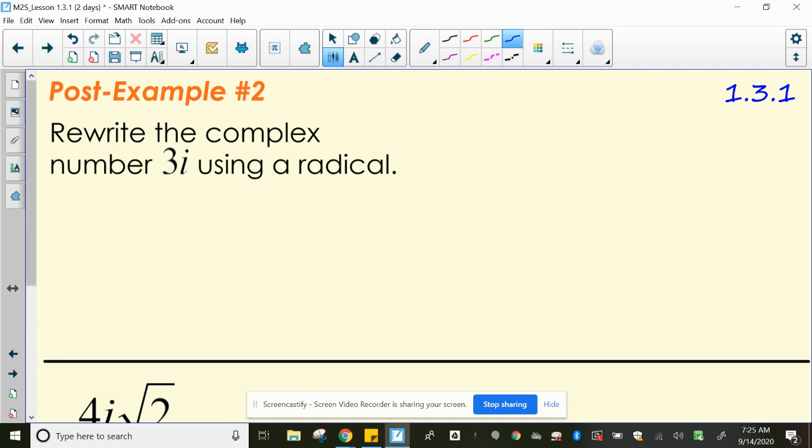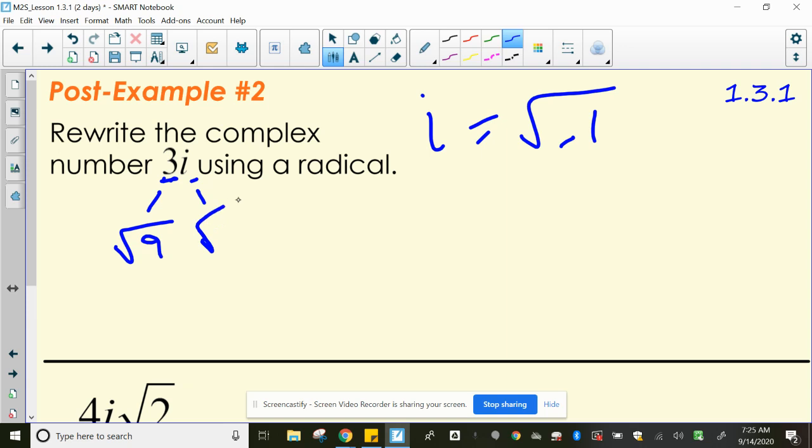Still on the same page, rewrite the complex number 3i as a radical. Same idea. Remember, i represents square root of -1. So we need to rewrite each piece as a radical. 3, we could rewrite as the square root of 9. And i, we could rewrite as square root of -1. Then putting those together, we multiply the numbers on the inside, square root of -9.